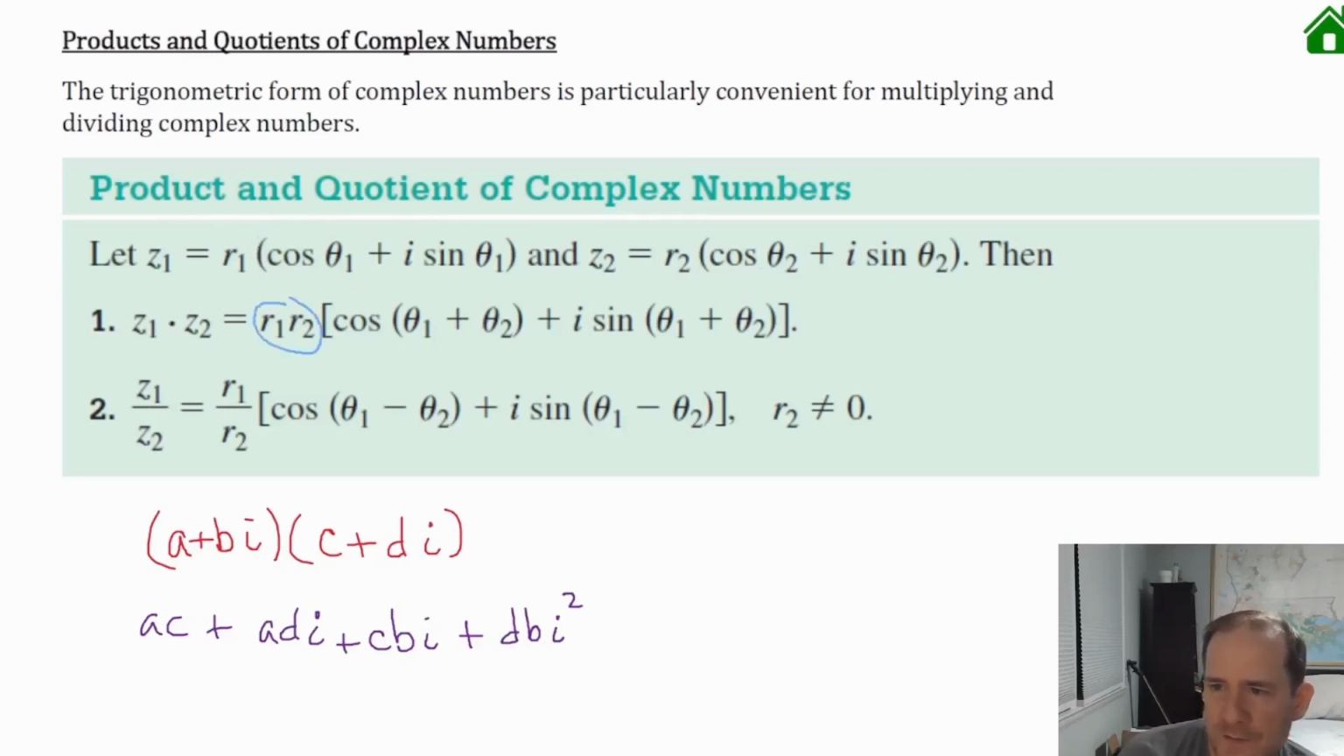You would express these numbers in polar form, and then as you see me circling and boxing, literally all you got to do is multiply the radii and add the angles. And to divide, you divide the radii and subtract the angles. So let's go do one of those.